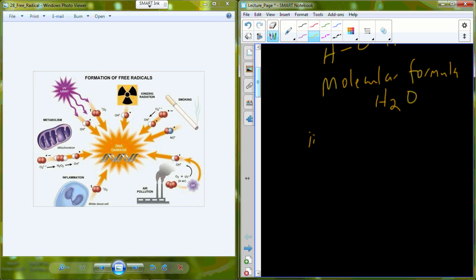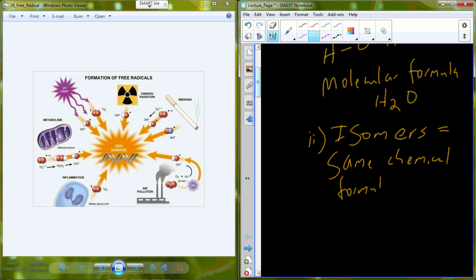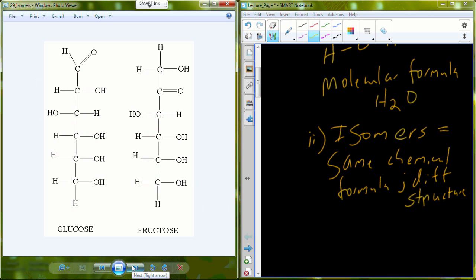Now, where compounds become reasonably important in biology is in what's called isomers. Isomers are going to be the same chemical formula, but a different structure. And why these are important in biology is because most of the enzymes that catalyze reactions are super specific. So I've got a picture here. These are glucose and fructose. These are hexose sugars.